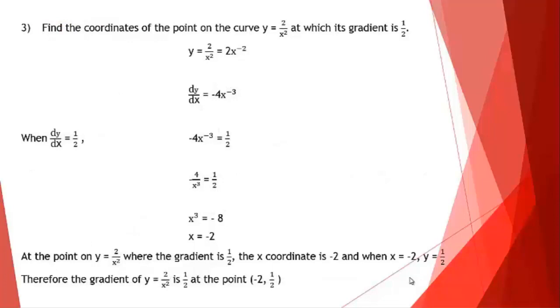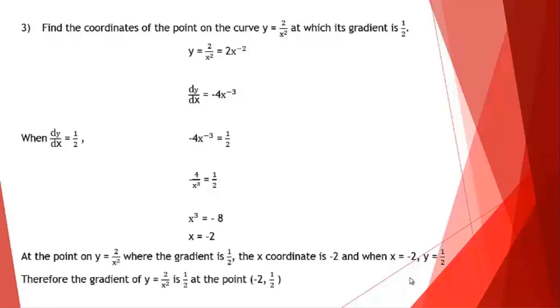Find the coordinates of the point on the curve y equals 2 over x squared at which its gradient is 1/2. So we are asked to find the point on the curve where the gradient is 1/2. So y equals 2 over x squared can be written as 2 times x to the power negative 2. Since the denominator is x squared, we take it to the top. We get a negative power. So dy by dx, which is the gradient of a curve, equals negative 4x to the power negative 3. Since we times by the power and take away 1 from the power.